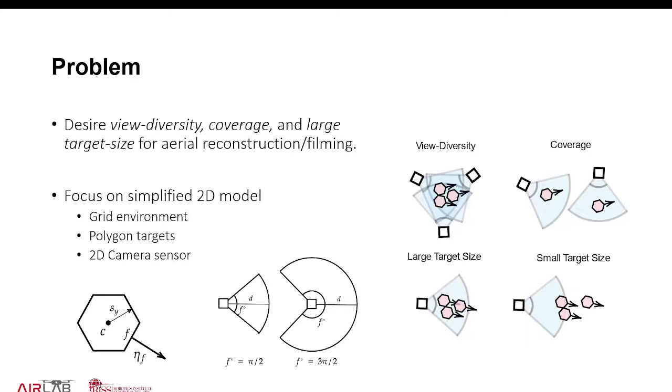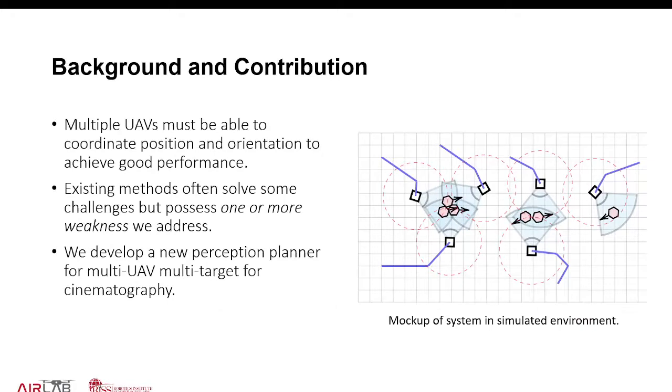And here on the left, you can see our target model, which is just a simple hexagon. And then you can see our UAV model, which is a view-limited camera that can see up to a certain distance. In order to do this, multiple UAVs must be able to coordinate in position and orientation.